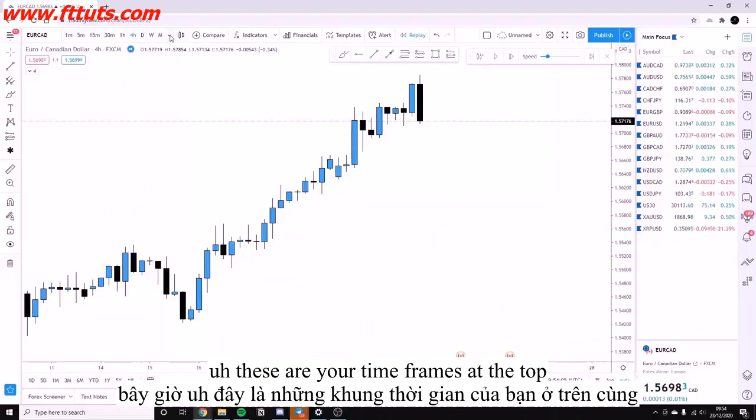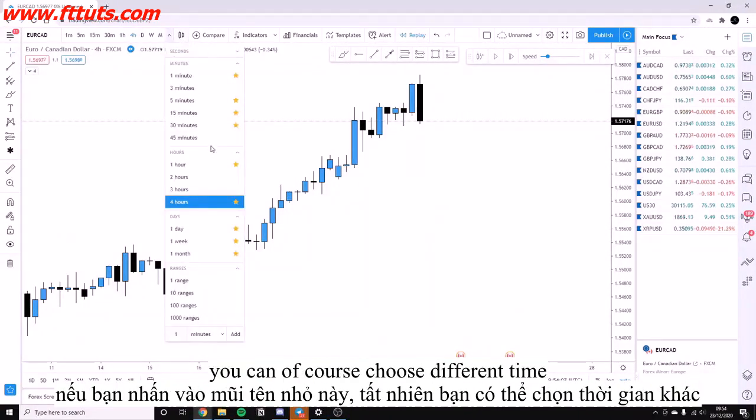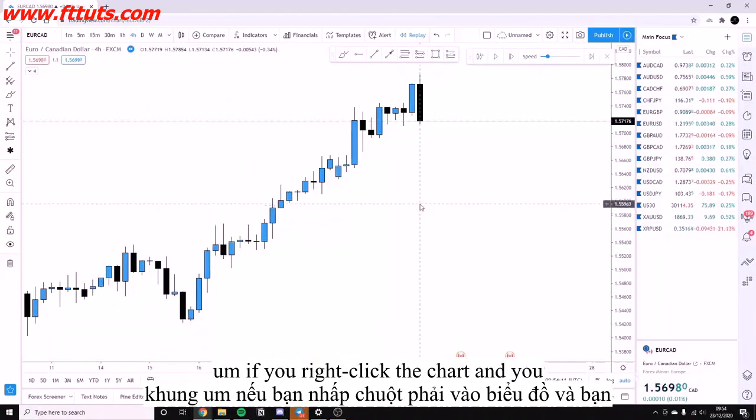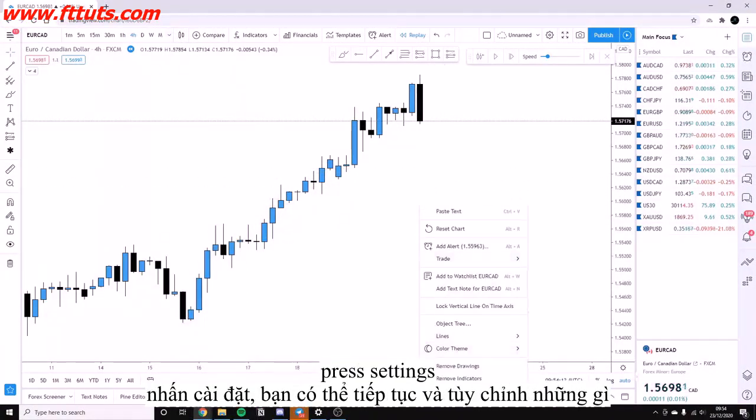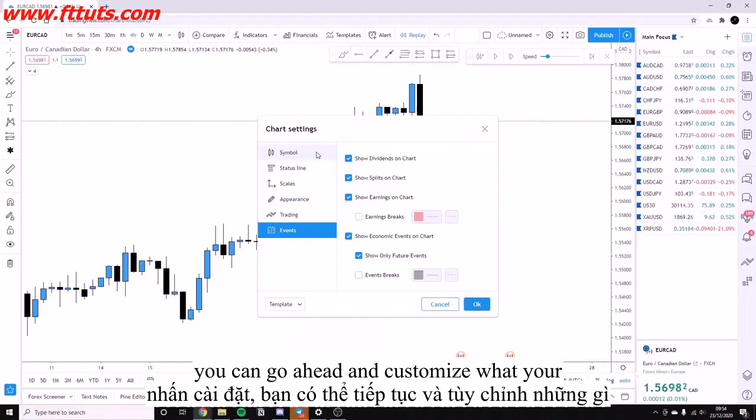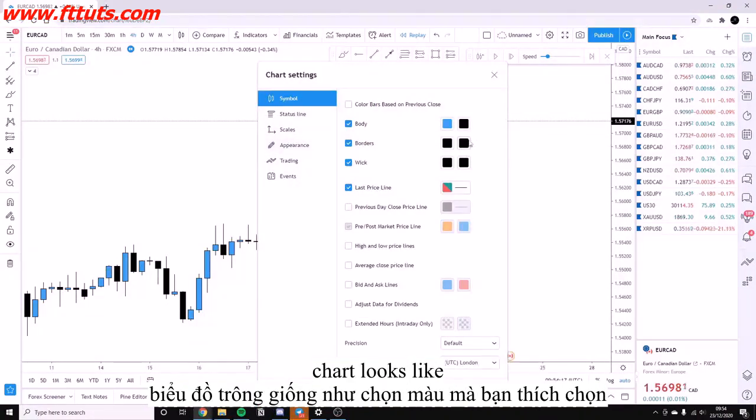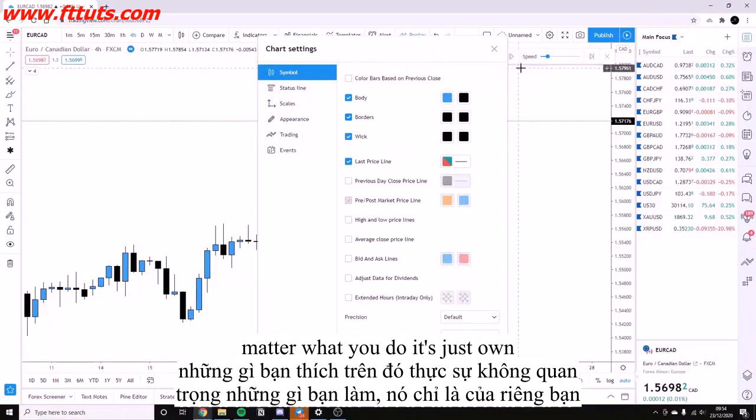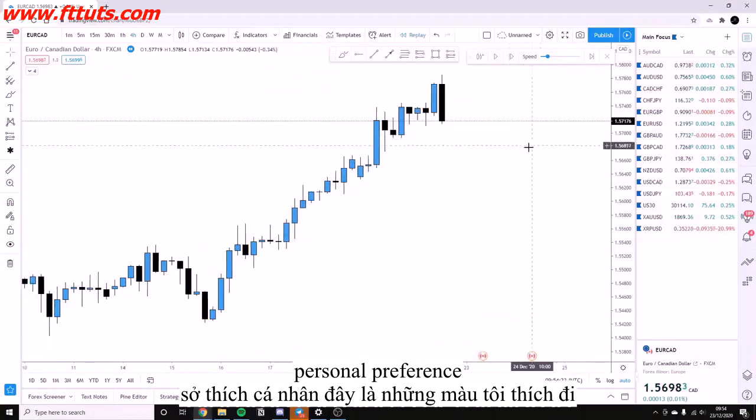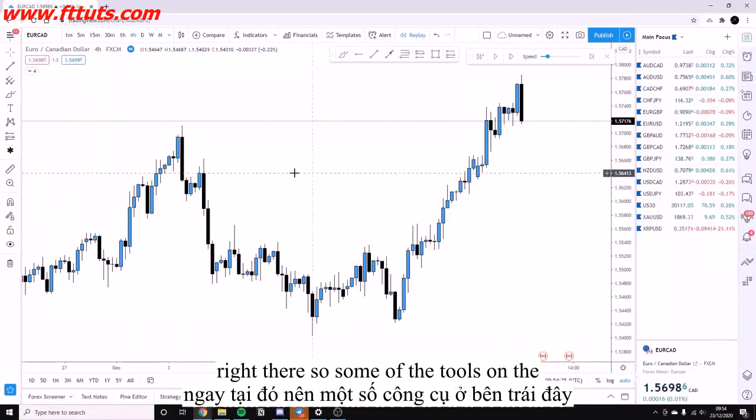These are your time frames at the top. If you press this little arrow, you can of course choose different time frames. If you right click the chart and you press settings, you can go ahead and customize what your chart looks like. Choose the colors that you like, choose what you like on there. It really doesn't matter what you do, it's just own personal preference. These are the colors I like to go for right there.